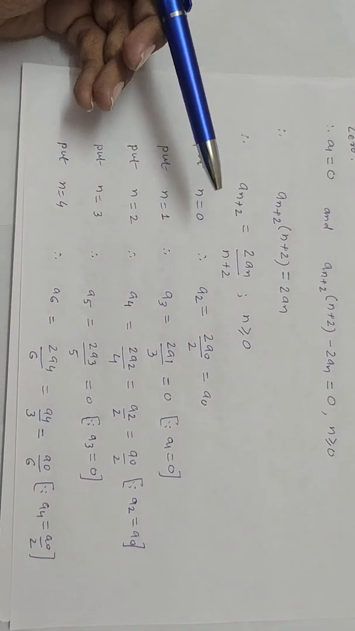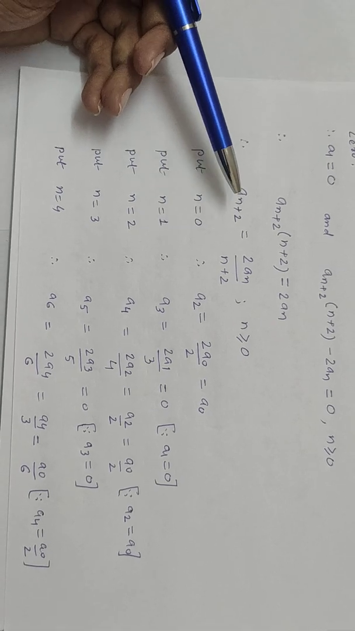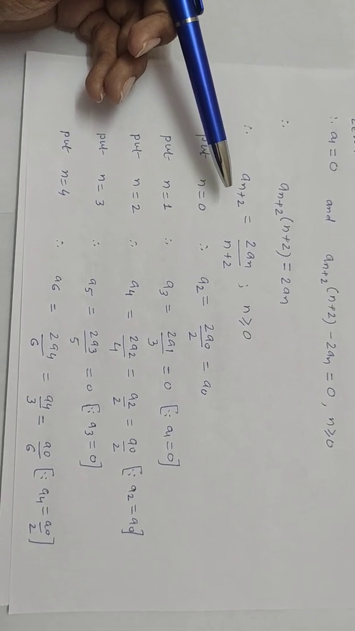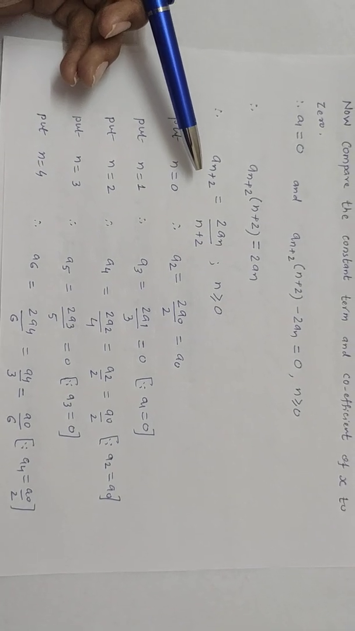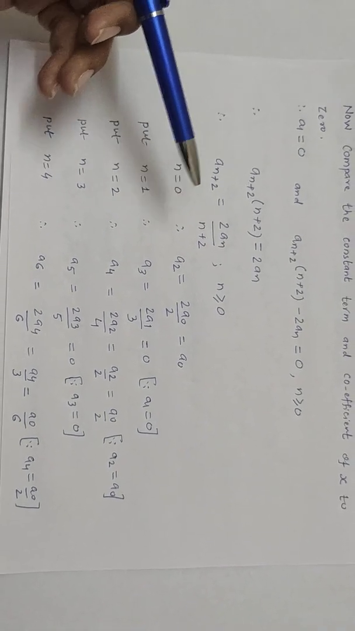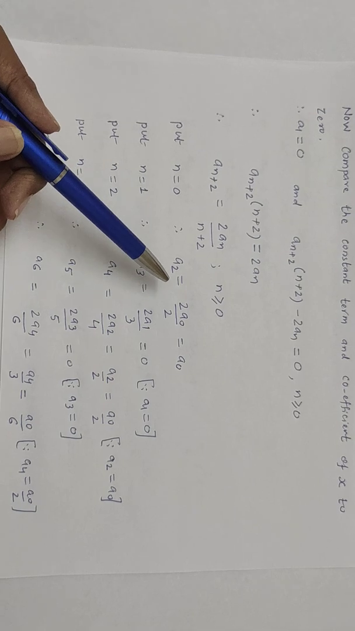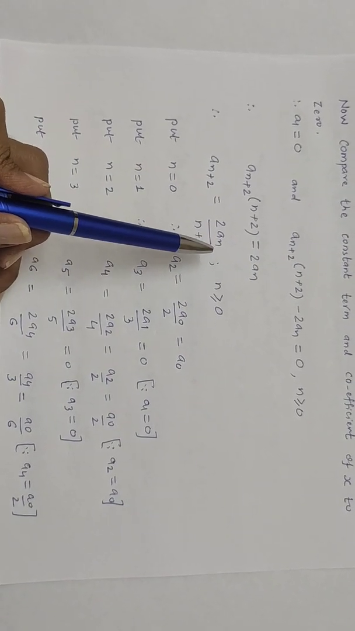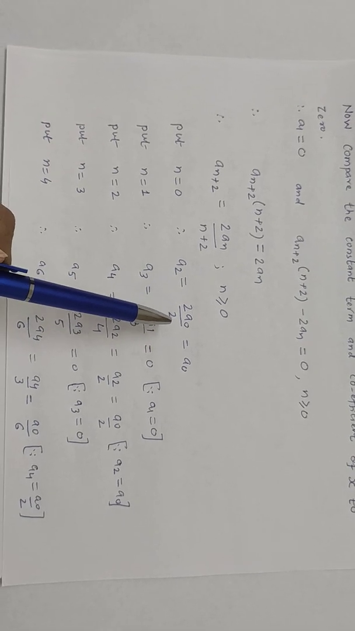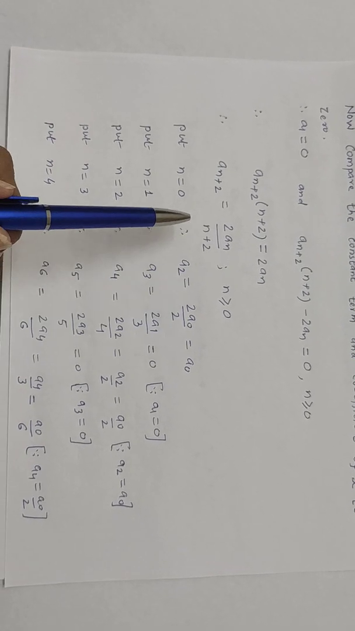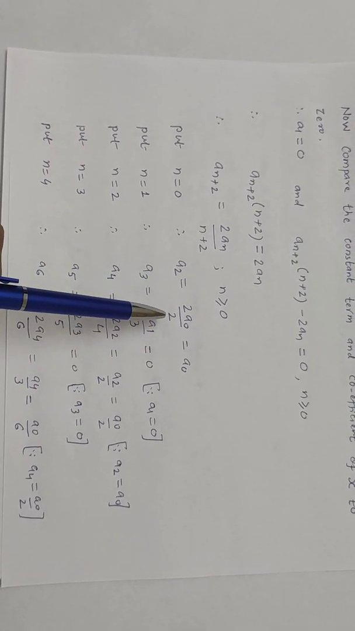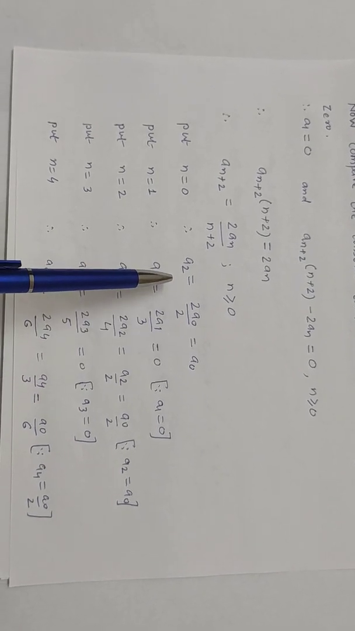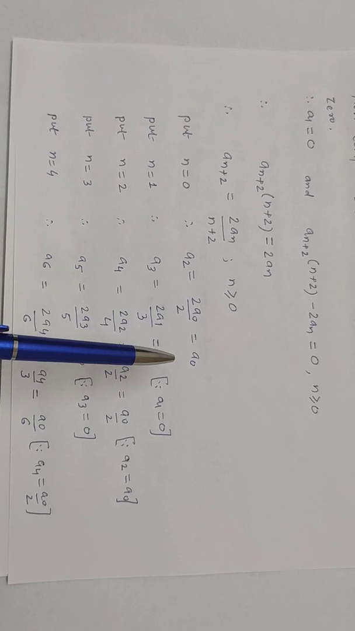So to find out the value of a2, we have to put the value of n equals 0 over here. Now put n equals 0, so it becomes a2. On the right hand side we have 2, the value of n is 0, so it becomes a0 divided by 0 plus 2, which is 2. So the 2 will cancel out, and the result is a0. So indirectly, the value of a2 is a0.